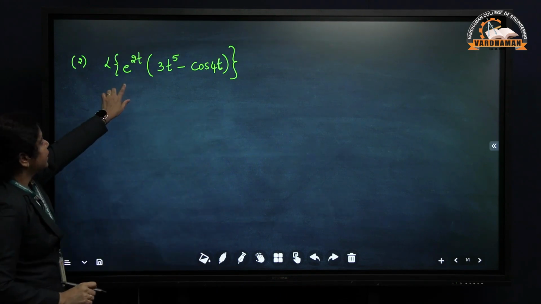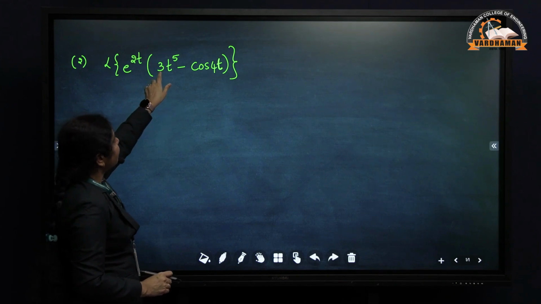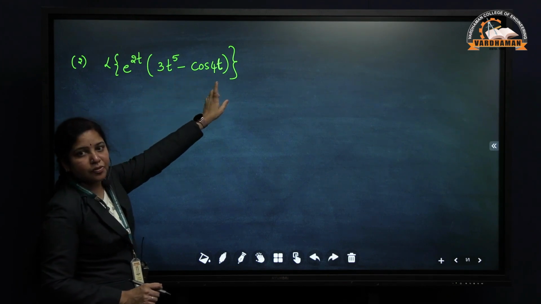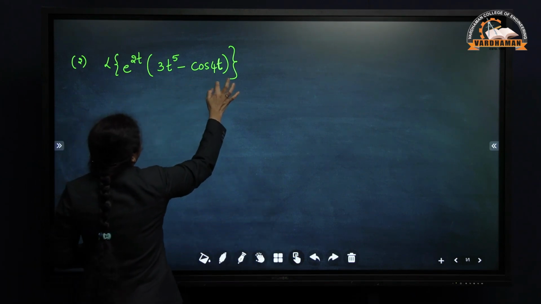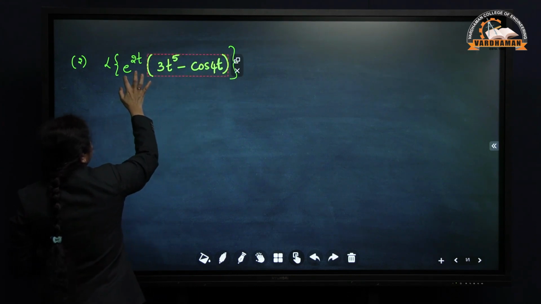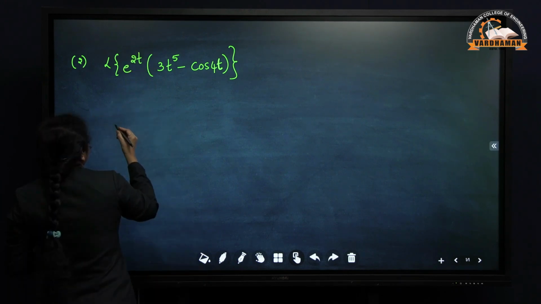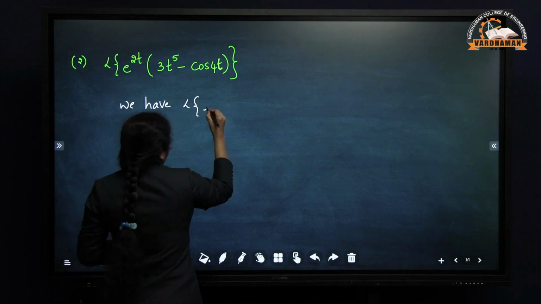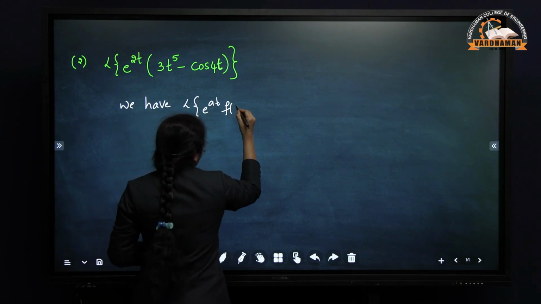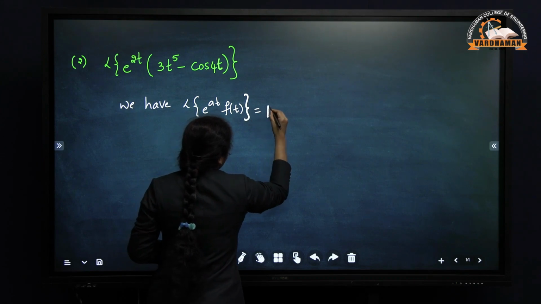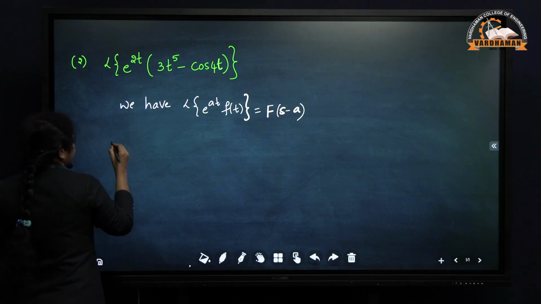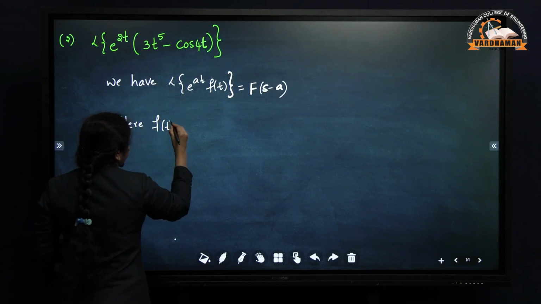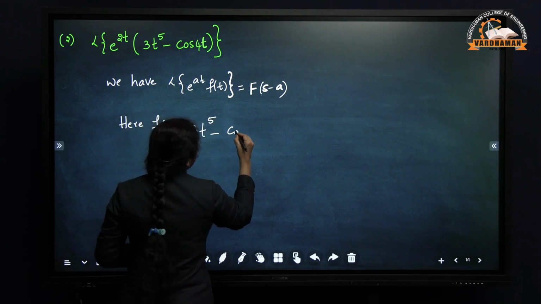And the second example is Laplace transform of e power 2t into 3t power 5 minus cos 4t. So we need to evaluate this using first shifting theorem, since this function is f of t and this function is multiplied by e power 2t. So that's why we need to apply the first shifting theorem. So now by first shifting theorem, we have L of e power at into f of t equal to F of s minus a. So using this result, the function f of t is equal to 3t power 5 minus cos 4t.